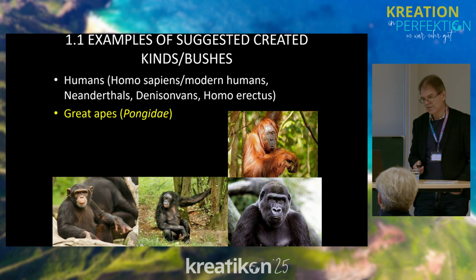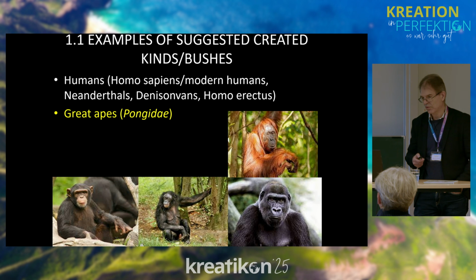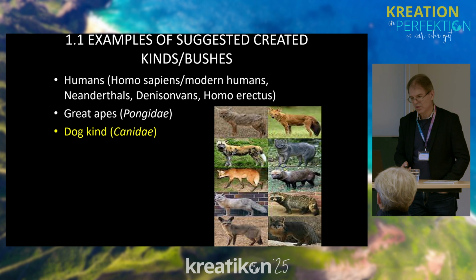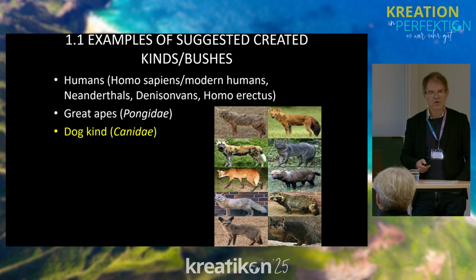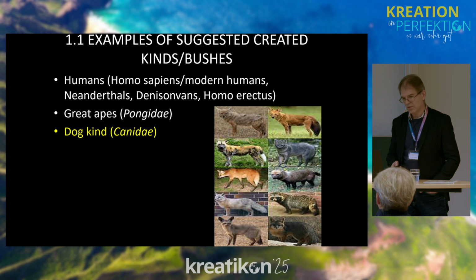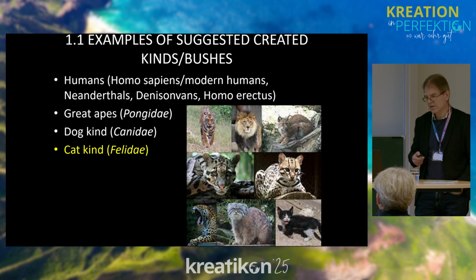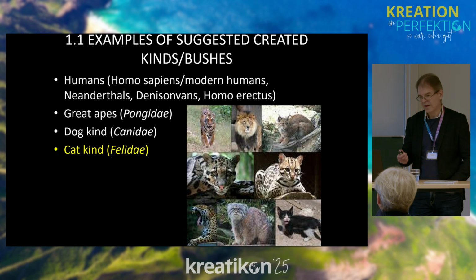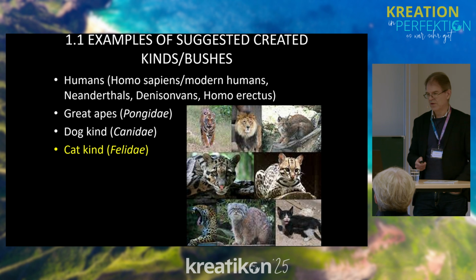But then we also have great apes, chimpanzees, gorillas, orangutans, they form their own kind, Pongidae. And then we have the dog kind, Canidae, consisting of wolves, foxes, breeding dogs, and so on. We have the cat kind, Felidae, including tigers, lions, jaguars, cats, and so on. And so these are 4 examples of kinds.